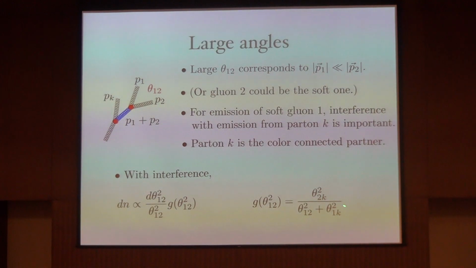So here's what the factor is. It's the angle between 2 and k, that's the big angle, divided by the angle between 1 and 2 plus the angle between 1 and k. So I made a graph on the next slide to show you what that angle factor looks like.